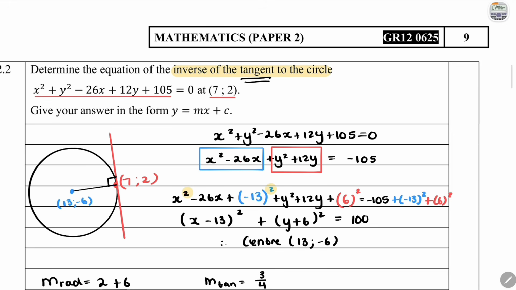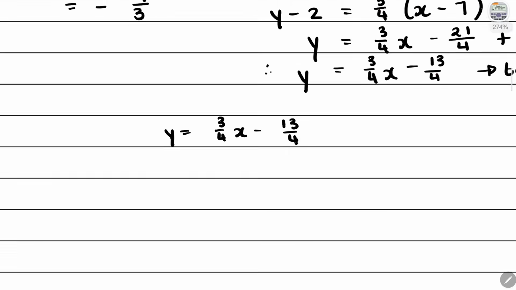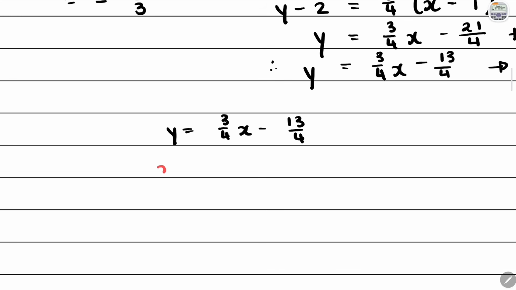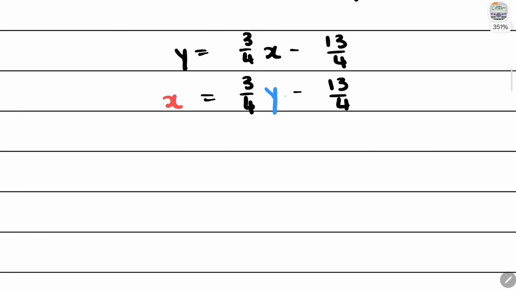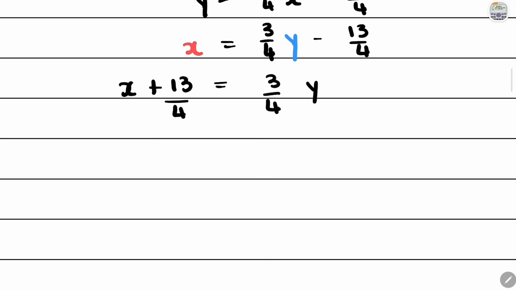Now the question is to find the equation of the inverse of your tangent. So this is the equation of the tangent. To find the inverse, simply take this equation and we're going to switch x and y first. So in place of y, we'll say x is equal to 3 over 4, and in place of x, we say y, and then minus 13 over 4. So this means now we can finally make y the subject of this equation. So this is x plus 13 over 4 is equal to 3 over 4 y.